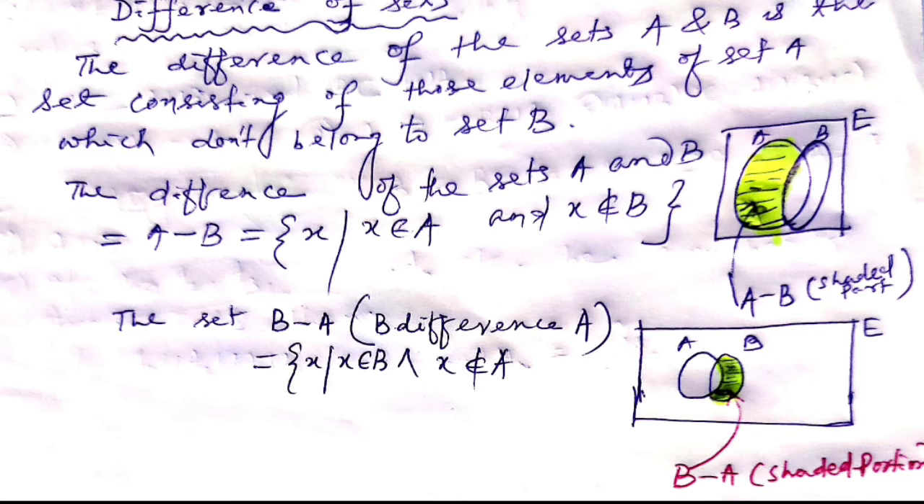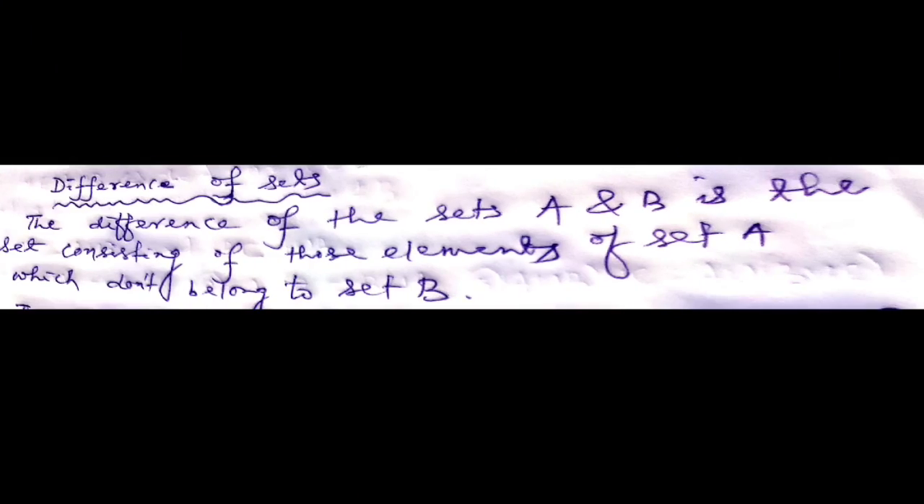Similarly, the set B difference A, read as B difference A, is the set of all x such that x belongs to B and x does not belong to A. Look at the Venn diagram. This shaded portion shows the set B difference A.